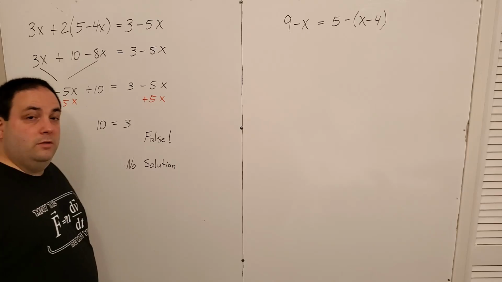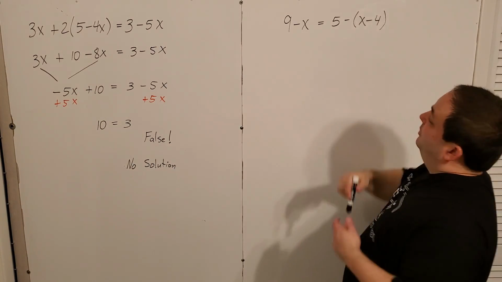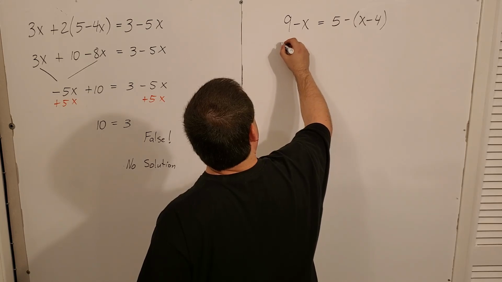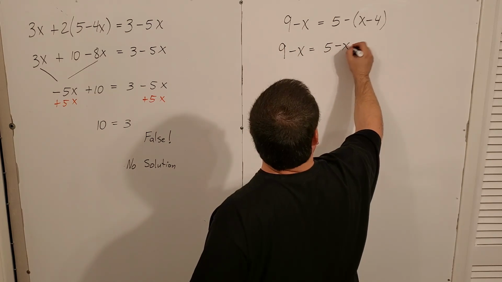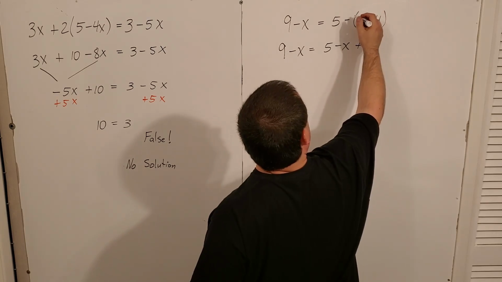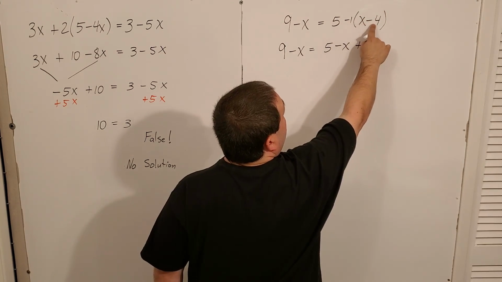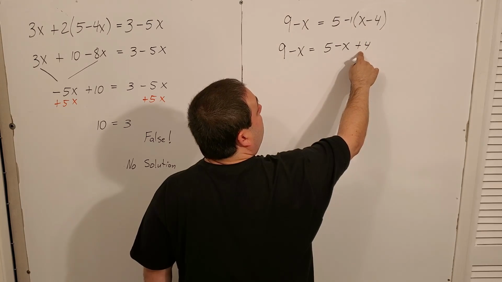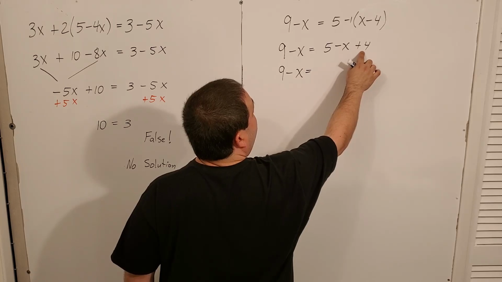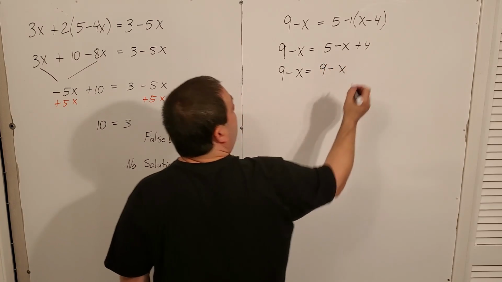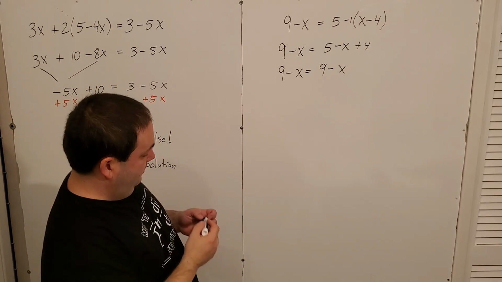Over here on this other one, it's the other situation. Watch. I'll use the distributive property. So I had to distribute -1 here. -1 times x is -x. -1 times -4 is +4. 5 plus 4 is 9. And you should already be able to see it. The two sides are identical, right?